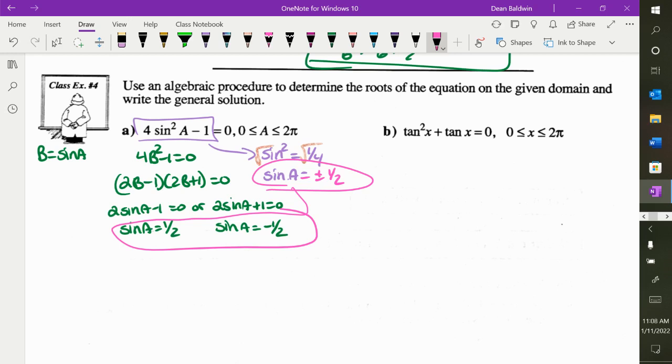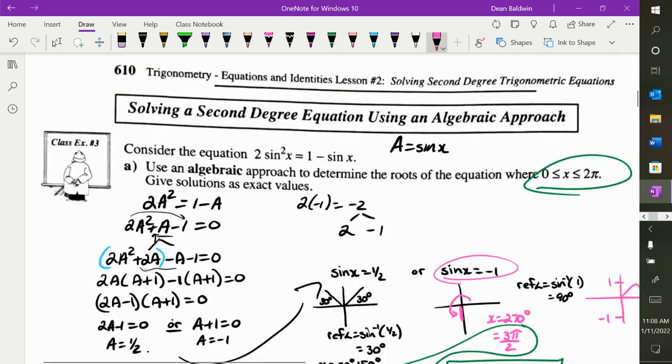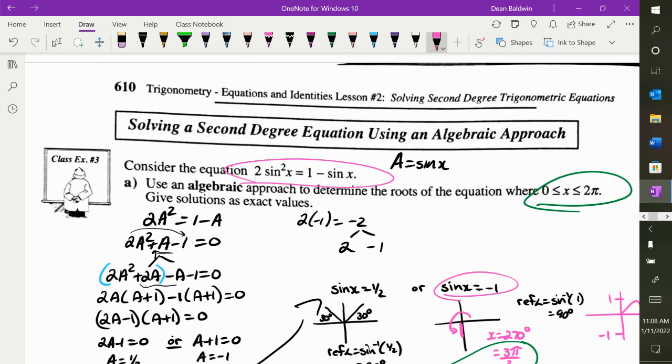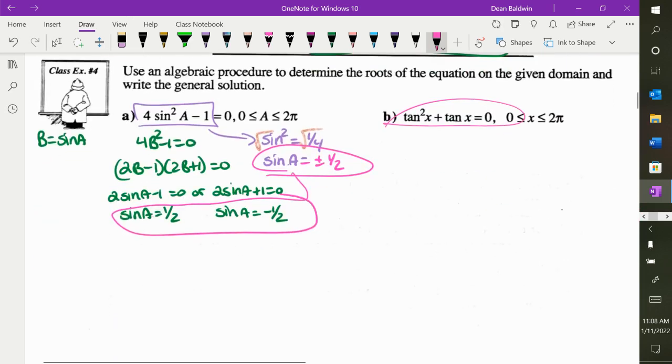That only works if you have a single trig function though, like this. If you have multiple trig functions or two of the same, like something like that, or what we did up here, that's not going to work. Okay. So we're in all four quadrants. Let's just finish this question quickly.